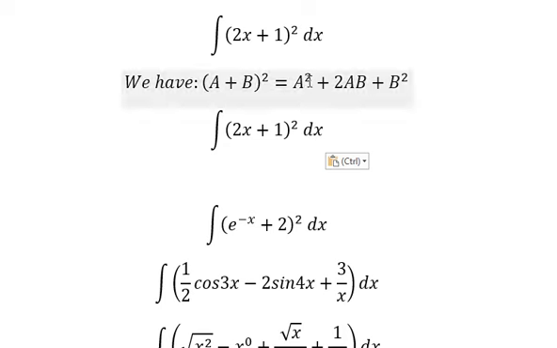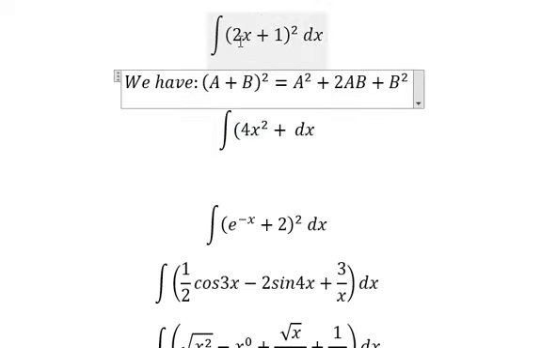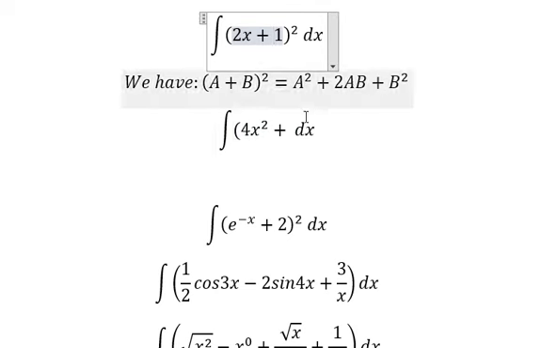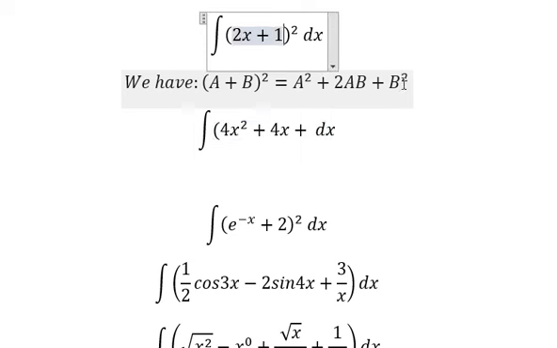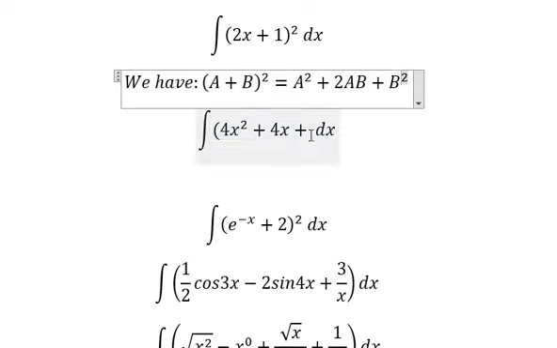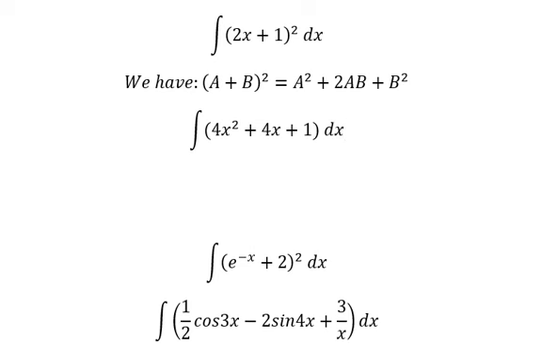So 2x with the power number 2, that is 4x squared. The next one, number 2 multiplied by 2x and number 1, that is 4x. And the last one, number 1 with the power number 2, that is number 1. Now we have the formula in here.